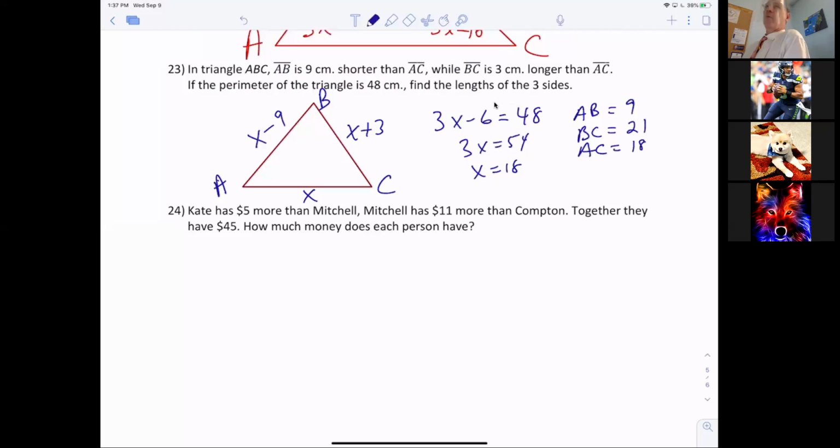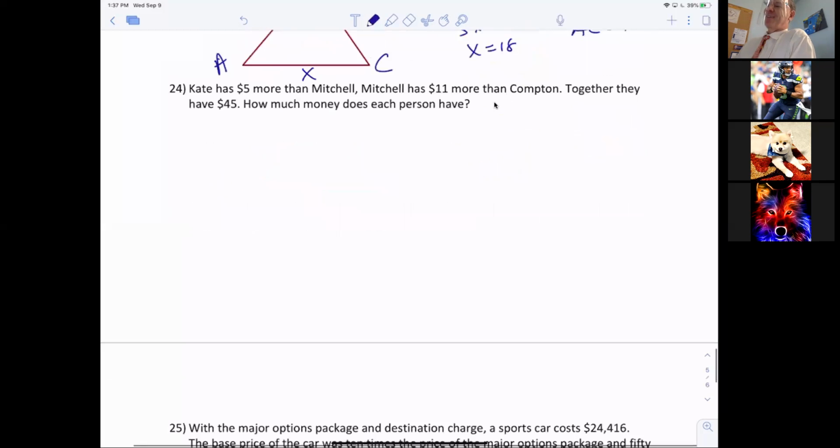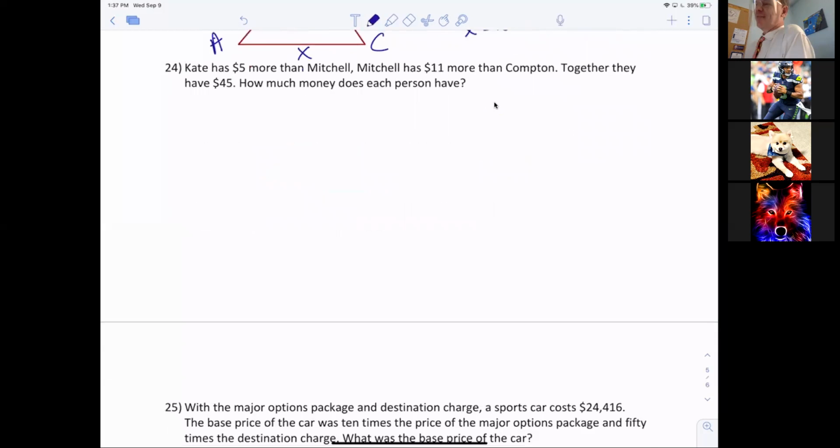All right, number 24. All right, Kate, Mitchell, Compton. Let's see how much money you have. Kate has $5 more than Mitchell. Compton has $11 more. All right, so give me the breakdown here. Tell me how the relationship is right now. So M is X. So then K is X plus 5. Good. And then C is X minus 11.